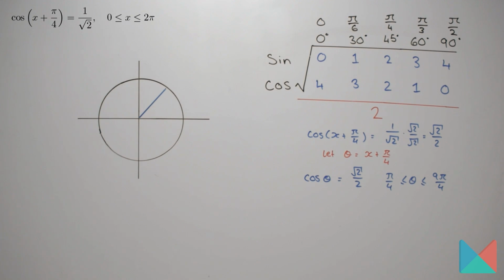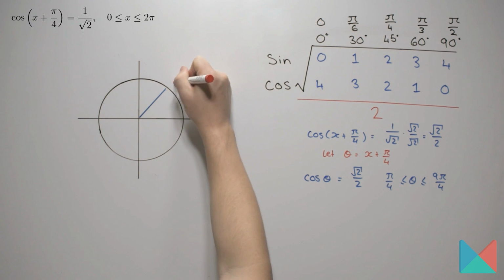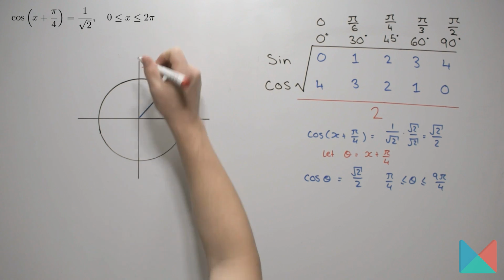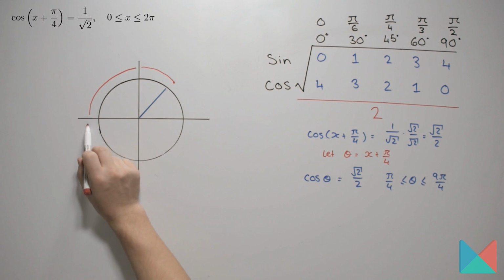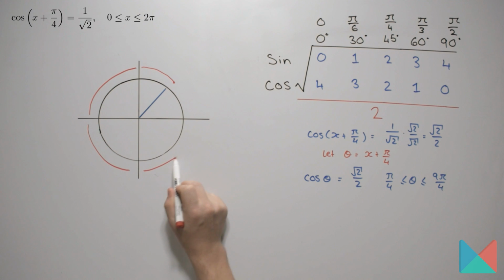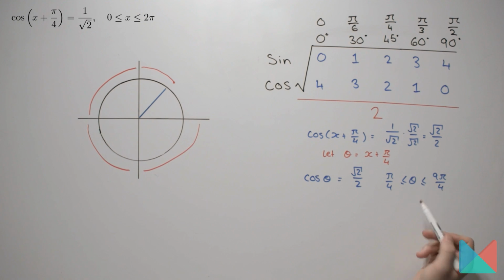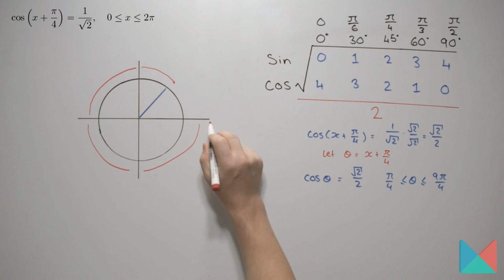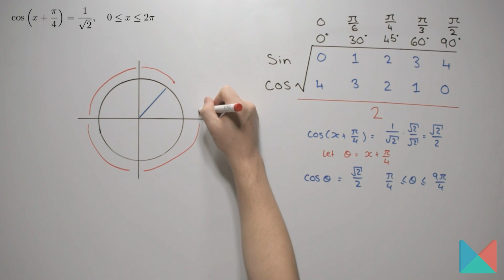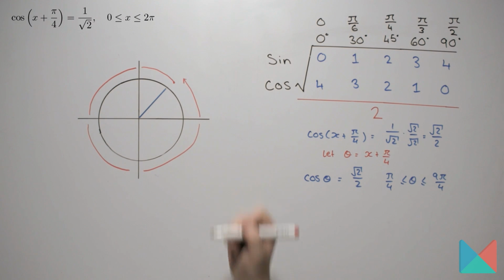So our domain starts at pi on 4, this angle here, and we're going to go all the way around the unit circle. And remember, 9 pi on 4 was just 2 pi plus pi on 4. So we're going to go to 2 pi, which is this angle here, and add another pi on 4, and then we're going to be back where we started. So this is our domain here.